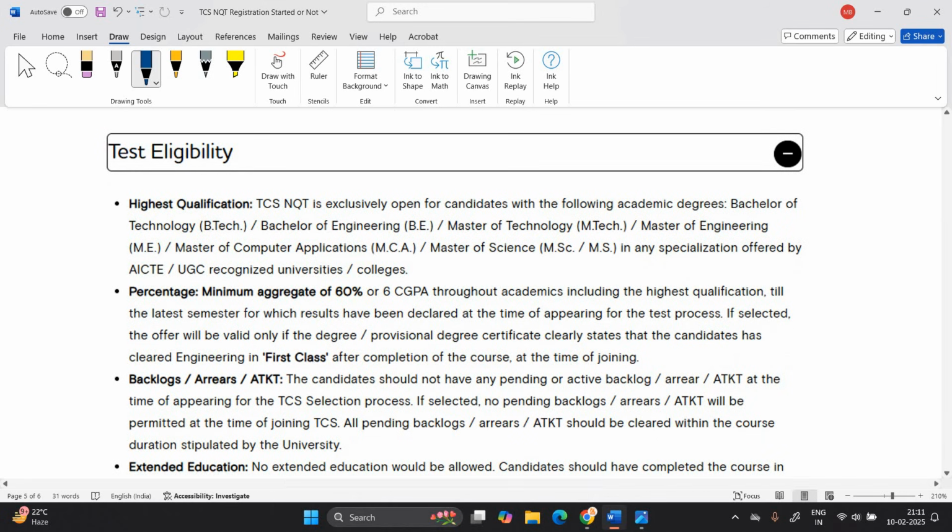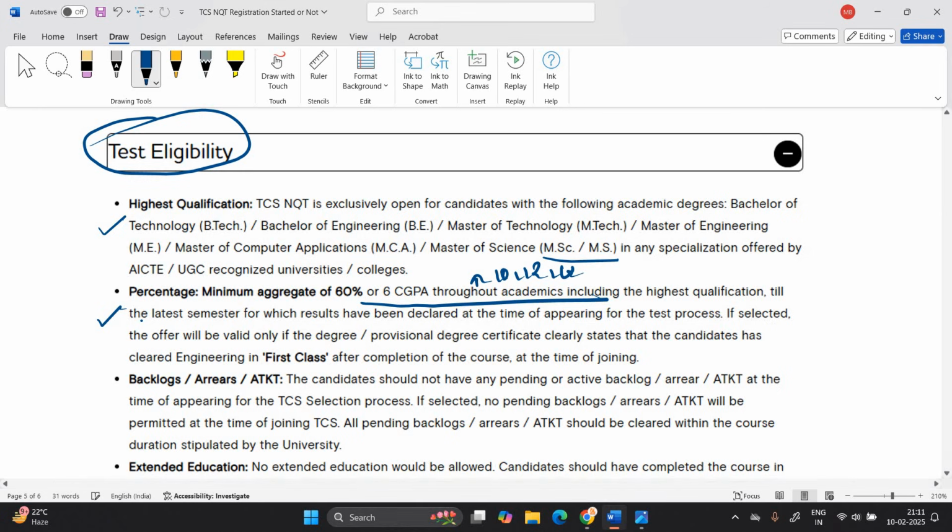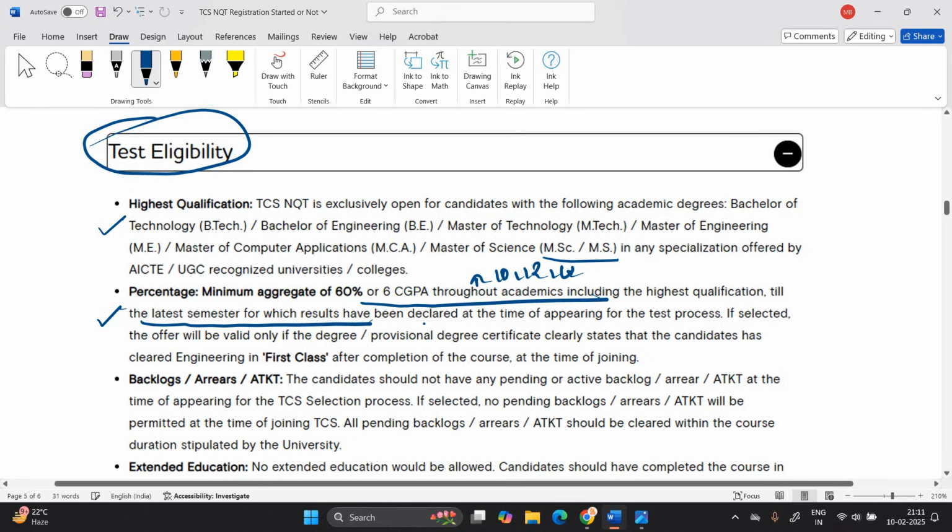So let's discuss the test eligibility first. They clearly mention BE, BTech, ME, MTech, MCA, MSc, MS can apply. 60% or 6 CGPA throughout academics. Throughout means 10th, 12th and graduation, until the highest qualification, till the latest semester for which the result has been declared at the time of appearing for the process.